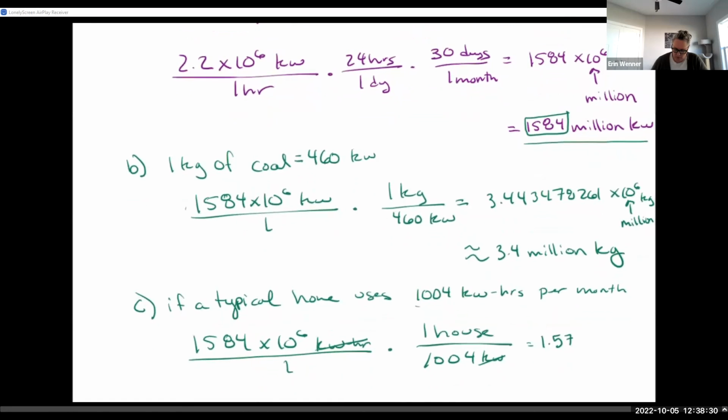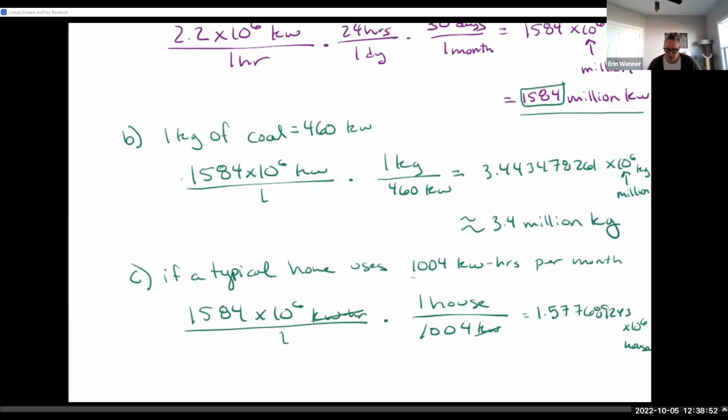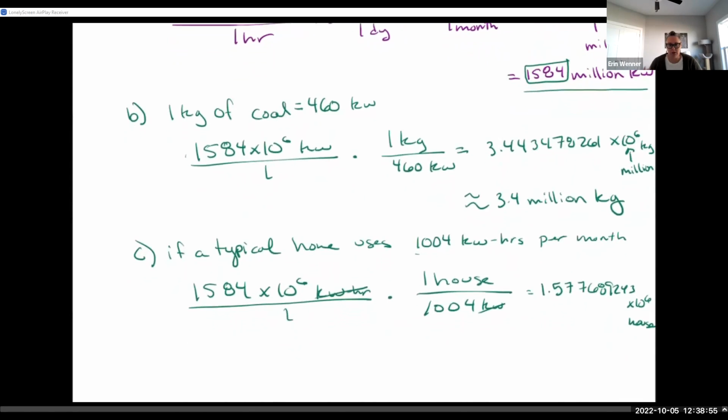So when we multiply this, we end up with 1.577689243 times 10 to the 6th houses. When we read where the answer needs to go in, it says the power plant can supply blank homes with energy. They want us to round to the nearest whole number, which means we need to multiply that by 10 to the 6th. Instead of reporting our answer in millions, we need to report the actual amount.